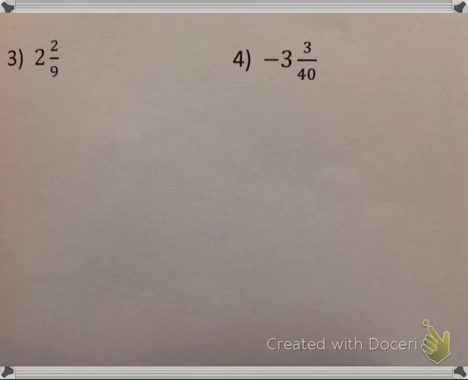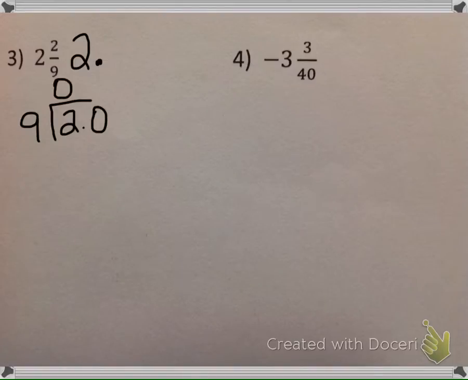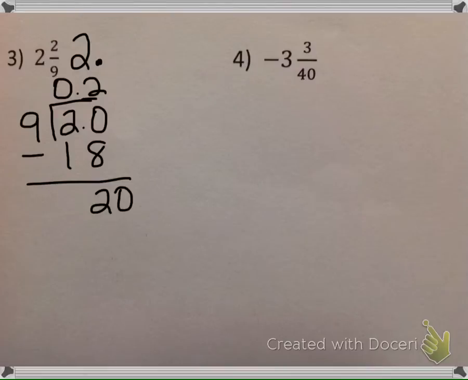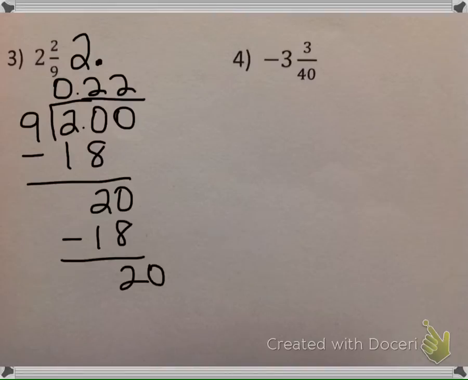So for number 3, I have 2 and 2/9. Well, we know it's going to be 2 point, and then we're going to change 2/9 to a decimal. So we're going to take 2 and divide it by 9. Okay, 20 goes in 2 times. That would be 18. And I get a 2 again. If you could see now, what's going to happen is you're actually going to have a repeating 2. So it's actually 2.2 repeater.